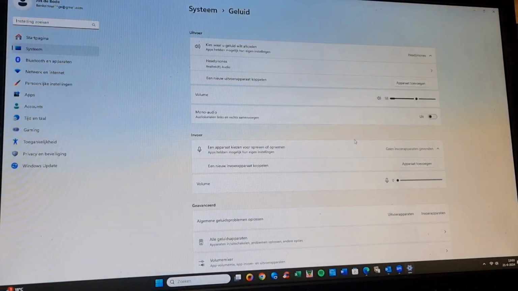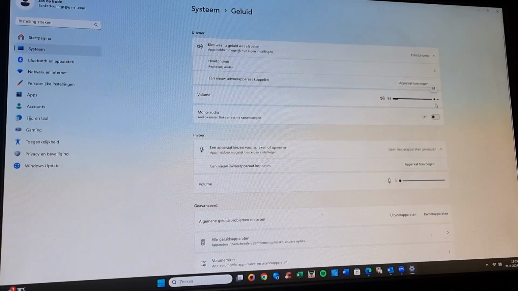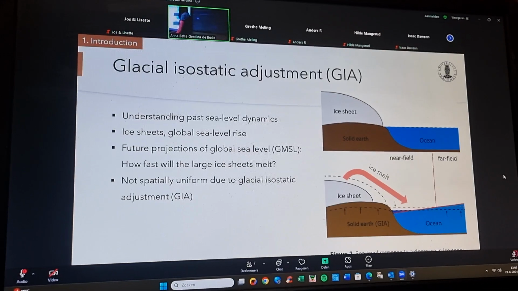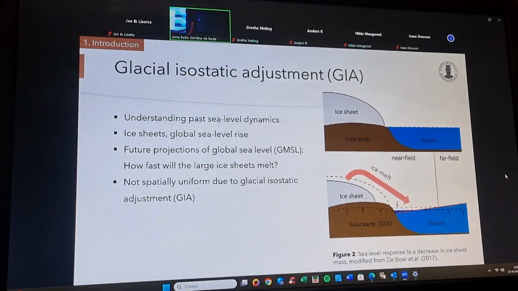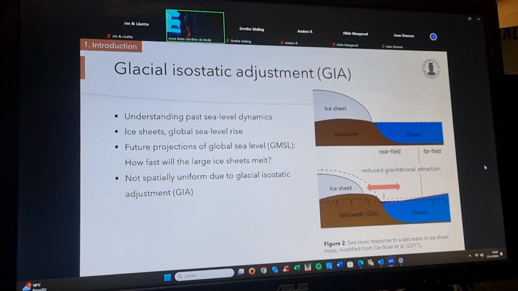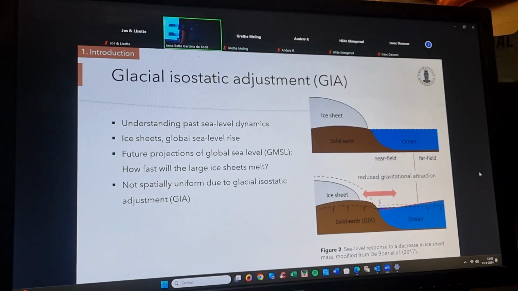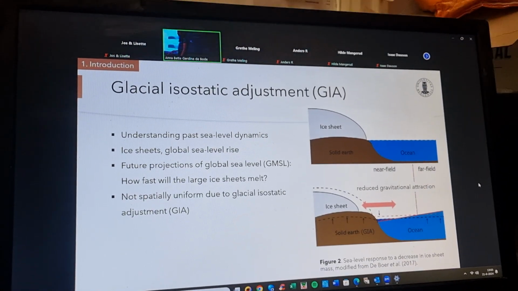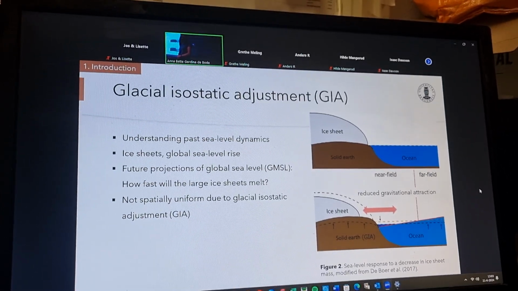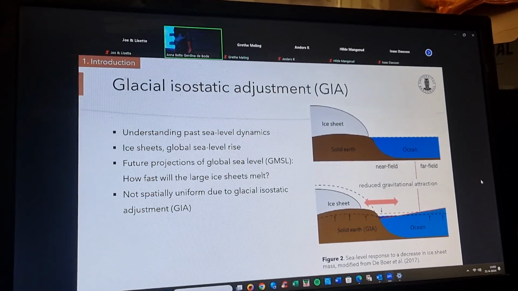This causes a lowering of sea level in the near field, but the melt from the ice sheet is causing a sea level rise in the far field. So it's very different spatially. And in addition to that, there's also reduced gravitational attraction in the near field between the ice sheet and the ocean, leading to even more pronounced lowering in close proximity to the ice sheet.